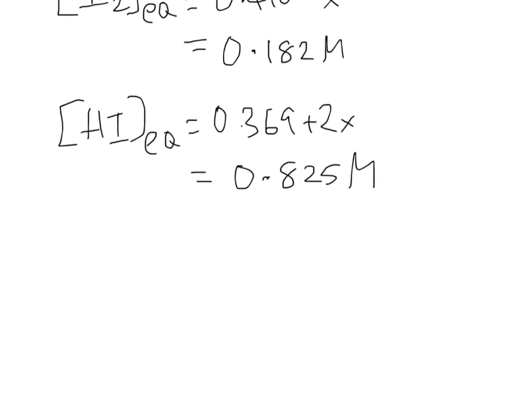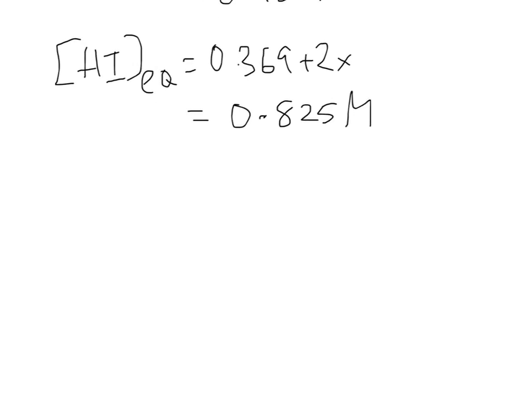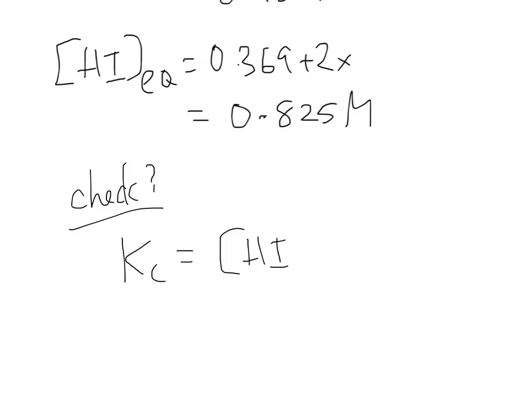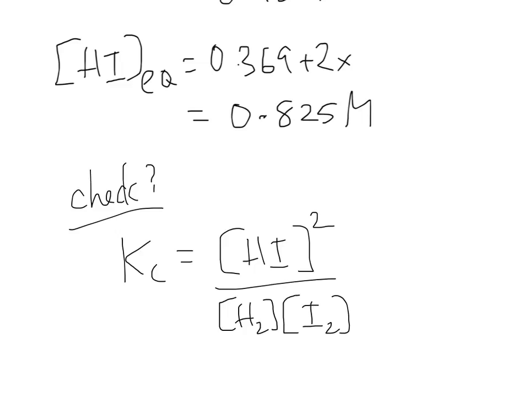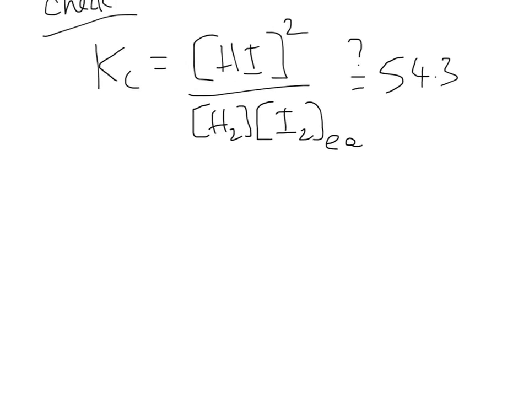So how confident are we that we did this correctly? Well, maybe not very confidently at all. So what's the best way to check? The best way to check is to look at the expression for Kc and throw those values back in and pray to the chemistry gods that you're going to get the correct value for your equilibrium constant. And so we know that we're aiming for 54.3, and we're hoping that it's going to give us that same value.